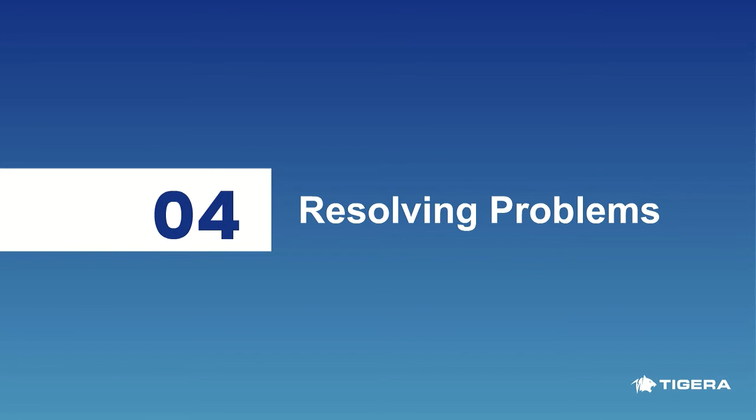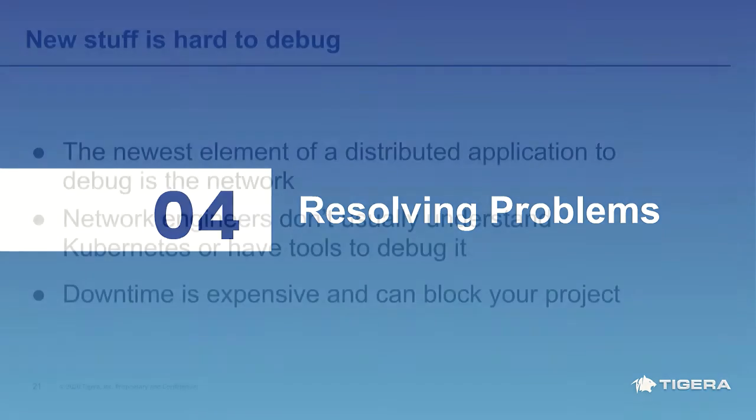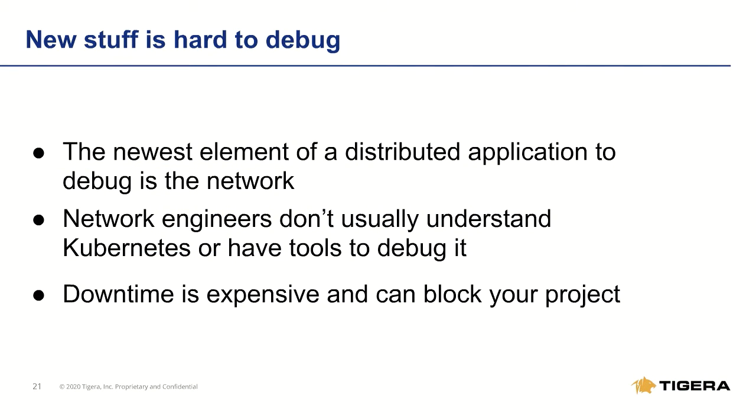And the fourth is in terms of resolving problems that could happen within the cluster. The newest element of the distributed application that's really hard to debug is the network. And that's just because the network is used so heavily. It hasn't typically been used as heavily in the past for traditional applications and traditional infrastructure.